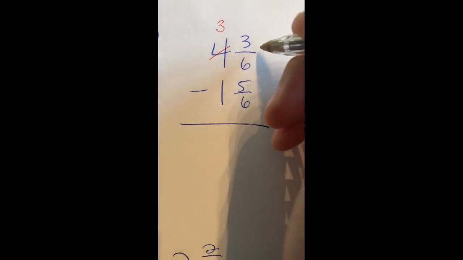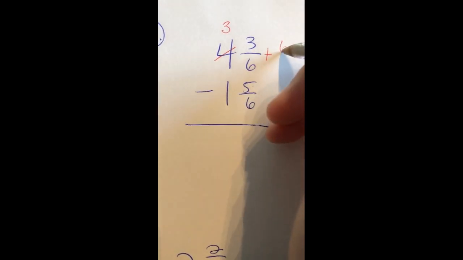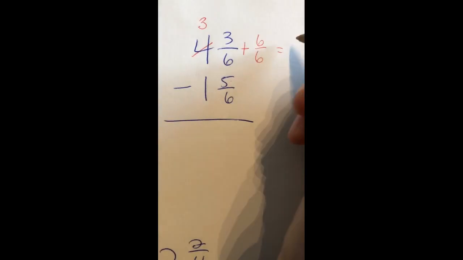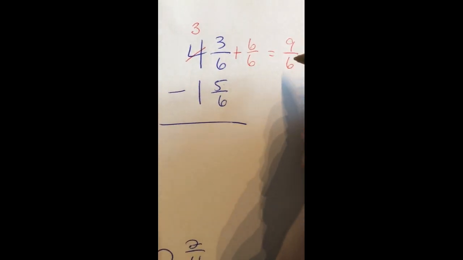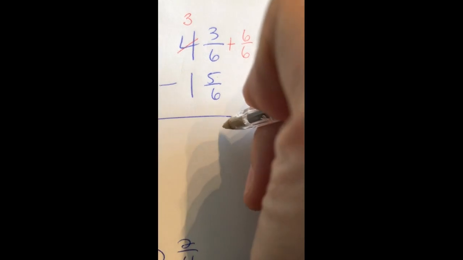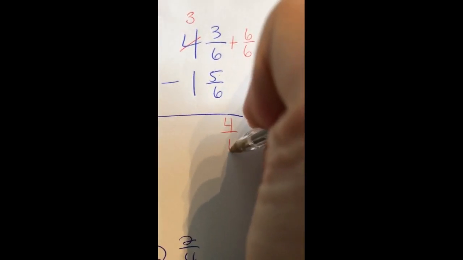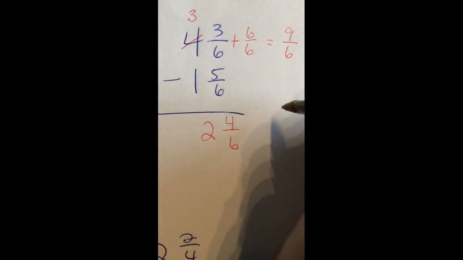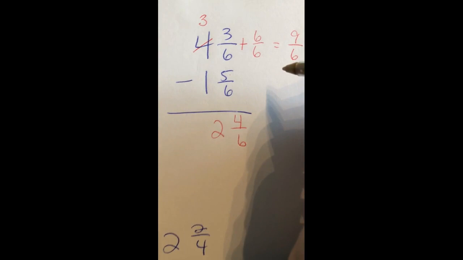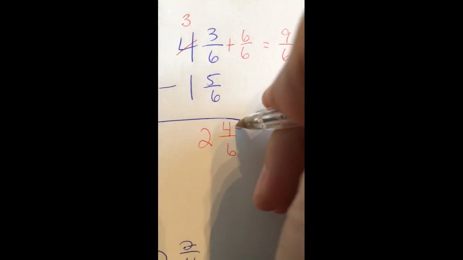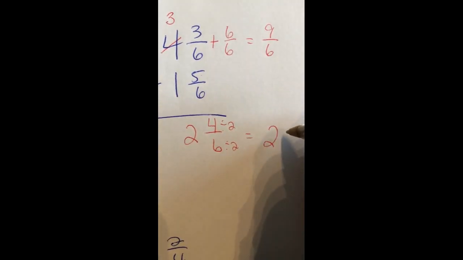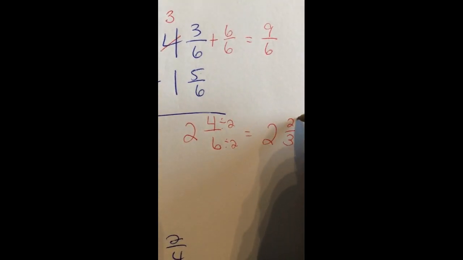I'm going to cross off my 4, make it a 3, and this time I'm going to add 6 as my whole. So 3/6 plus 6/6 is 9/6. 9 minus 5 is 4 over 6. 3 minus 1 is 2. I know that I can simplify this fraction because they're both even numbers. So I can divide them both by 2. So the answer to number 7 is 2 and 2/3.